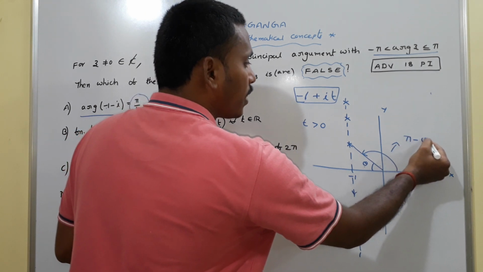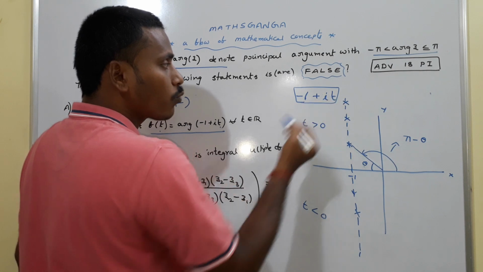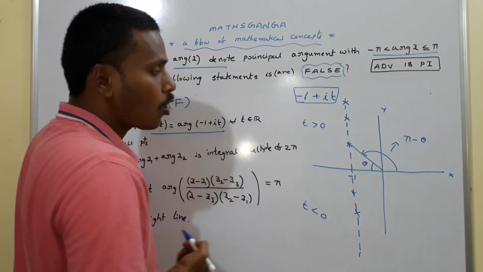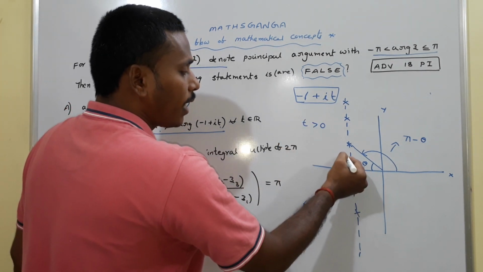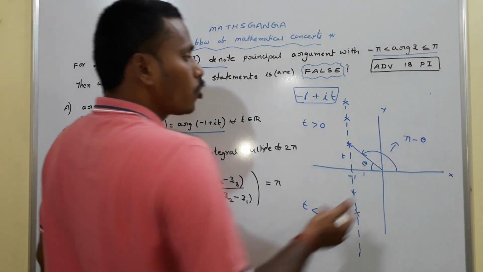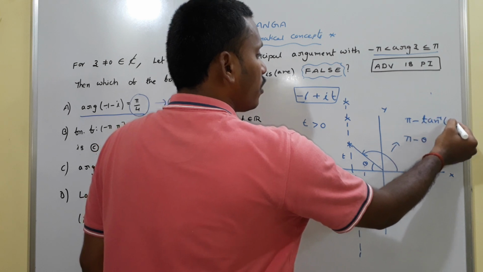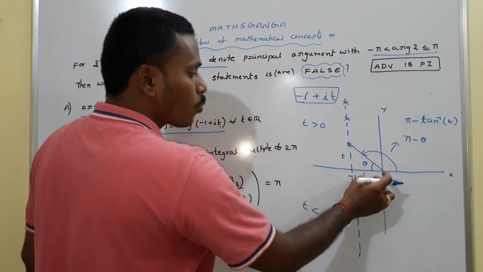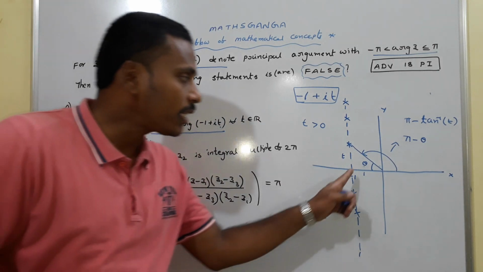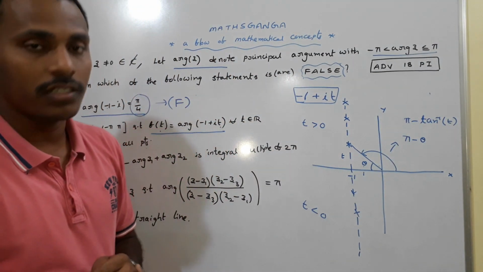Pi minus theta is the argument. But what is theta? Since this point is minus 1 plus it, this length is 1, whereas this length is t, so theta is tan inverse t. So this argument is pi minus tan inverse t. As for the measurements, this is 1 and this is t. This theta is tan inverse t, and here the argument is pi minus tan inverse t.